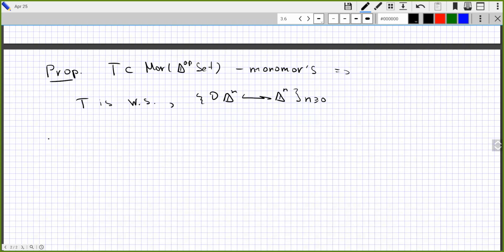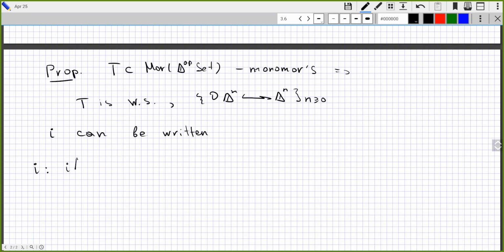So the fact that it is weakly saturated is a straightforward check. Check with push outs and retracts. And now we're concerned with transfinite composition. There's a general result that any monomorphism can be written like this composition.